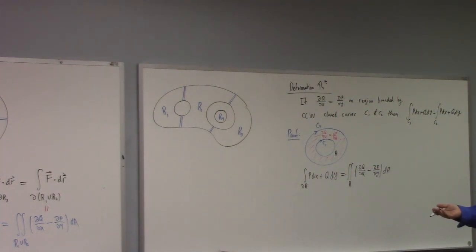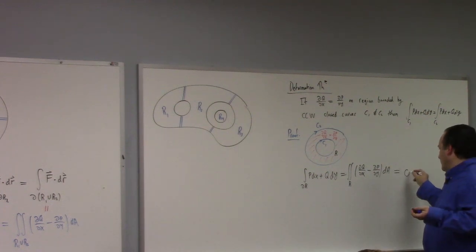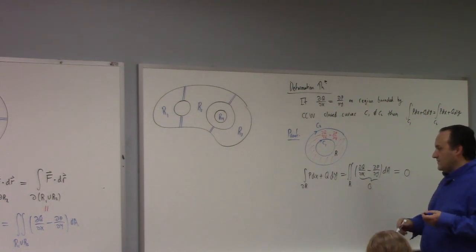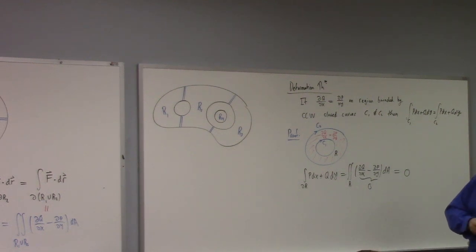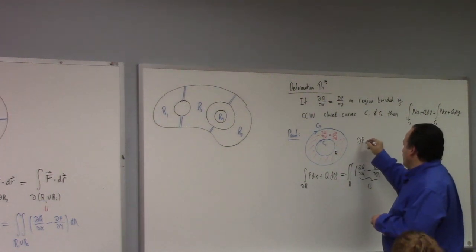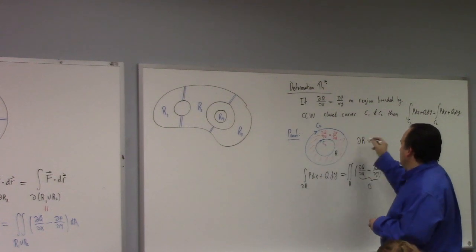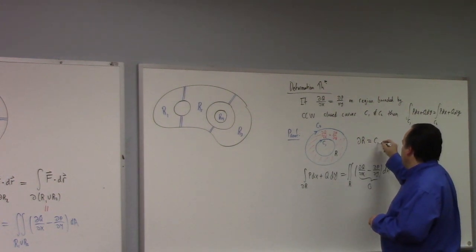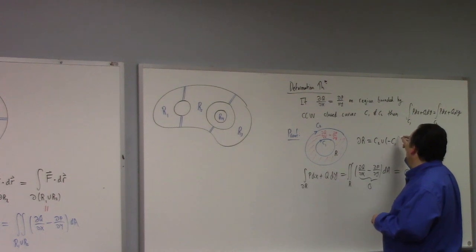But what is that? By assumption, the partial derivative of q with respect to x and the partial derivative of p with respect to y are equal between these curves in that region R, as I've labeled it, in that annulus. So that's 0 because this is 0. The integral of 0 is 0. But on the other hand, the boundary of R is what? Well, it is C2, as I have it written at the moment, union with minus C1.